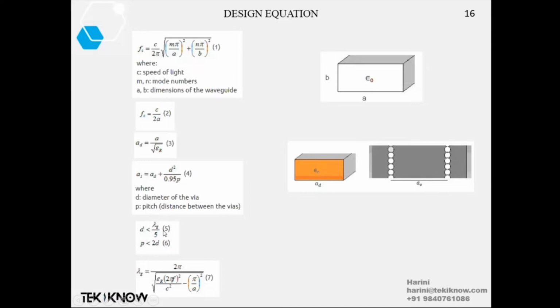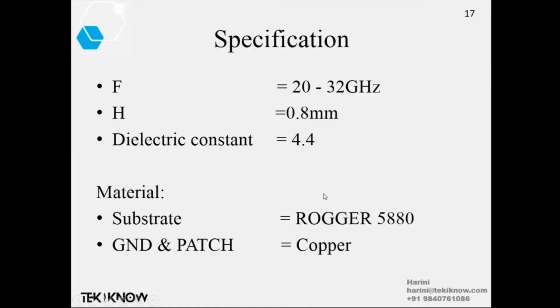Everything depends on lambda g. What is lambda g? That is the guided wavelength. That's why I insist the frequency and wavelength are very important to design an antenna. Lambda g is a guided wave. Depending upon this guided wave only, the length of this SIW is defined.